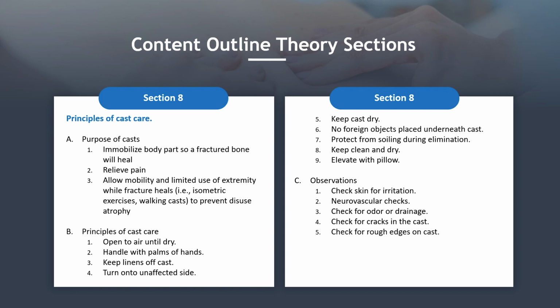Open to air until dry. Handle with palms of hands. Keep linens off of the cast. Turn onto unaffected side. Keep cast dry. No foreign objects placed underneath cast. Protect from soiling during elimination. Keep clean and dry. Elevate with pillow.